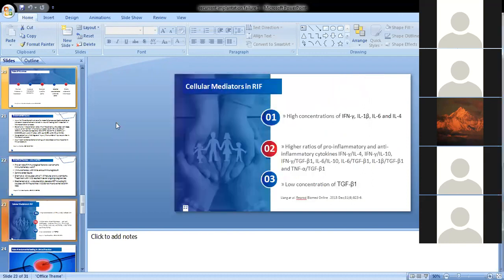Now coming to cellular mediators in recurrent implantation failure, because I'll finish my discussion now. I'll go into the endometrial receptivity assay. That's a new concept that is coming. So we see that there are higher concentrations of IFN gamma, interleukin 1 beta, interleukin 6 or interleukin 4, and higher ratios of pro-inflammatory to anti-inflammatory cytokines, and there have been lower concentrations of TGF beta 1 in patients with recurrent implantation failures.